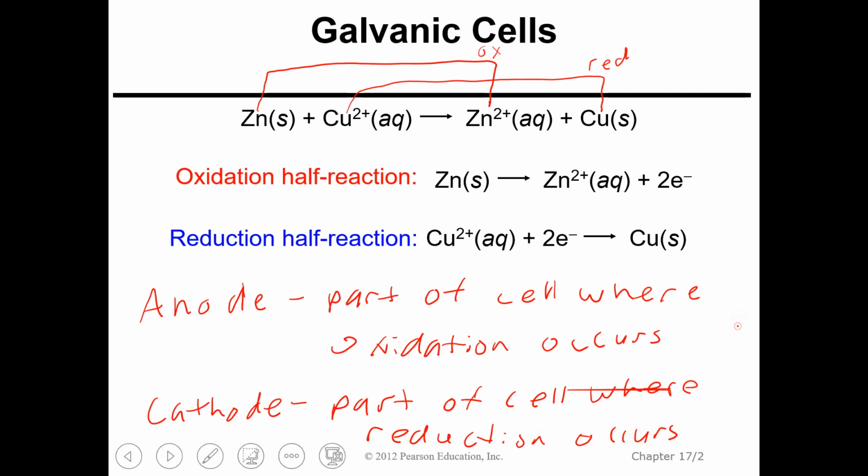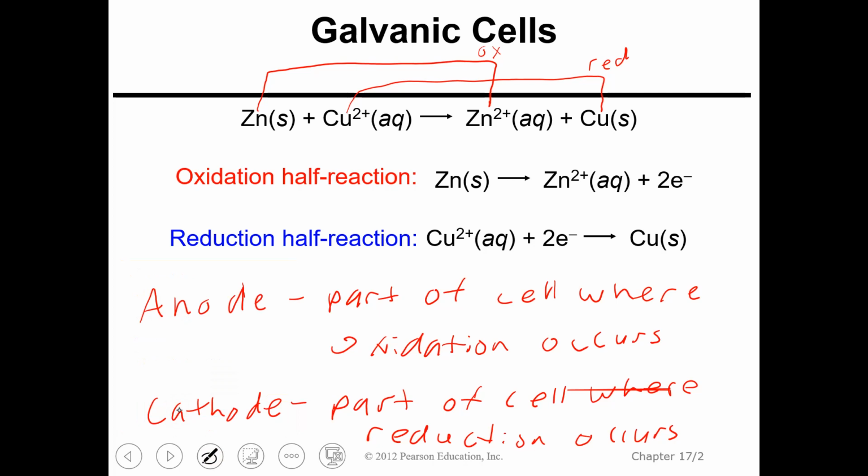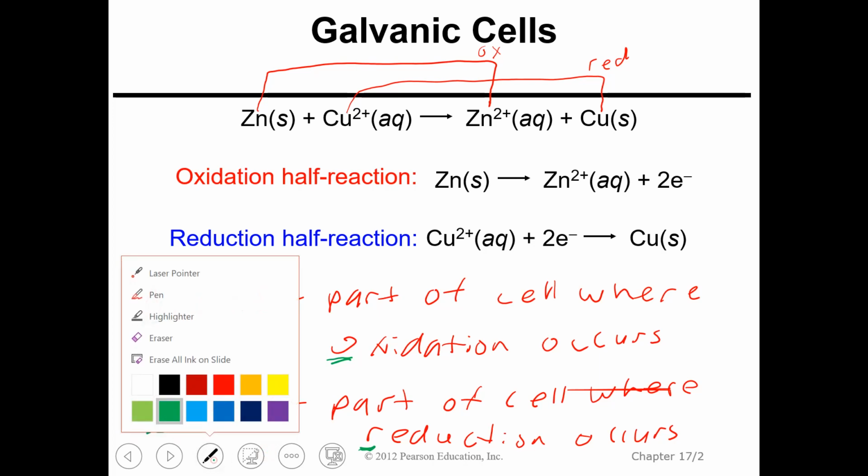So if you like little mnemonics and word associations, one way that you can use to help you remember the parts of a cell is that anode begins with a vowel and oxidation begins with a vowel. So the 2 vowels: anode is where oxidation occurs. Cathode begins with a consonant and reduction begins with a consonant. So cathode is where reduction occurs.